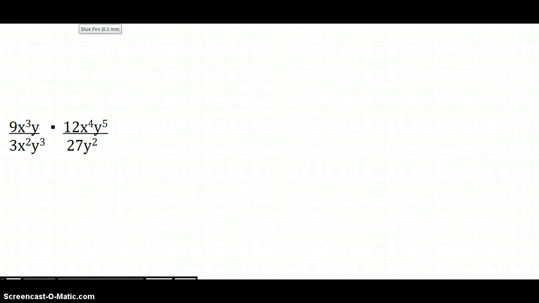Let's try another one. So here, do you see you can cancel this 3 out with the 12 or the 9? Doesn't matter which one you want to do. I'm going to cancel out the 3 and the 12. So 3 goes into 12 4 times, and 9 goes into 27 3 times.